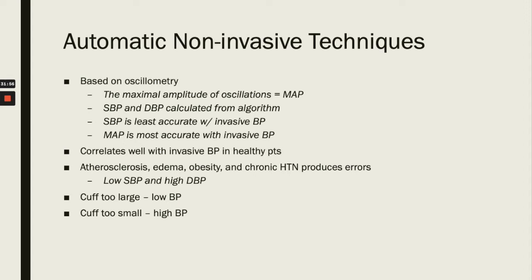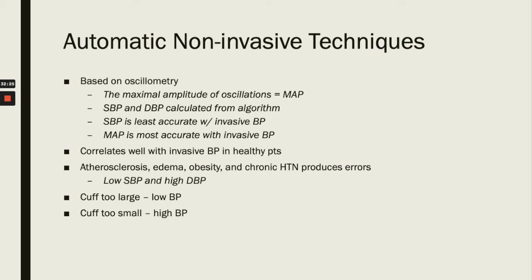So if you're comparing it with an arterial line, your MAP is going to be the most accurate. Your systolic is going to be the least accurate with the invasive blood pressure. Studies have shown that automatic NIBPs do correlate well with invasive blood pressures in healthy patients. So sometimes you'll see that they're pretty right on the money.